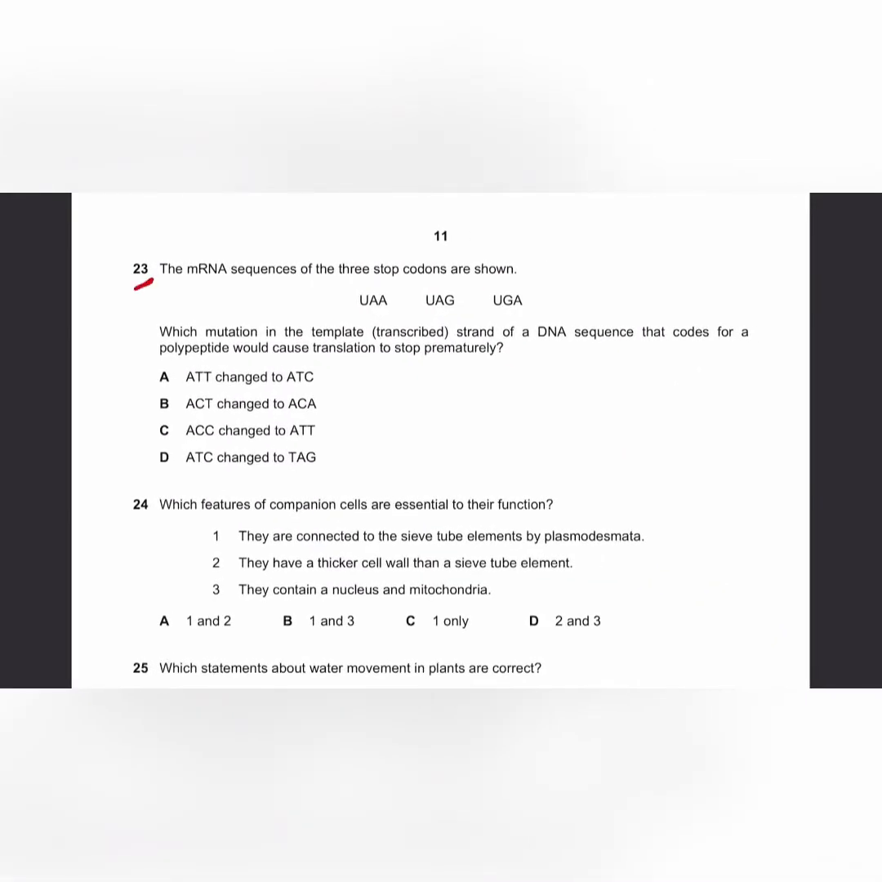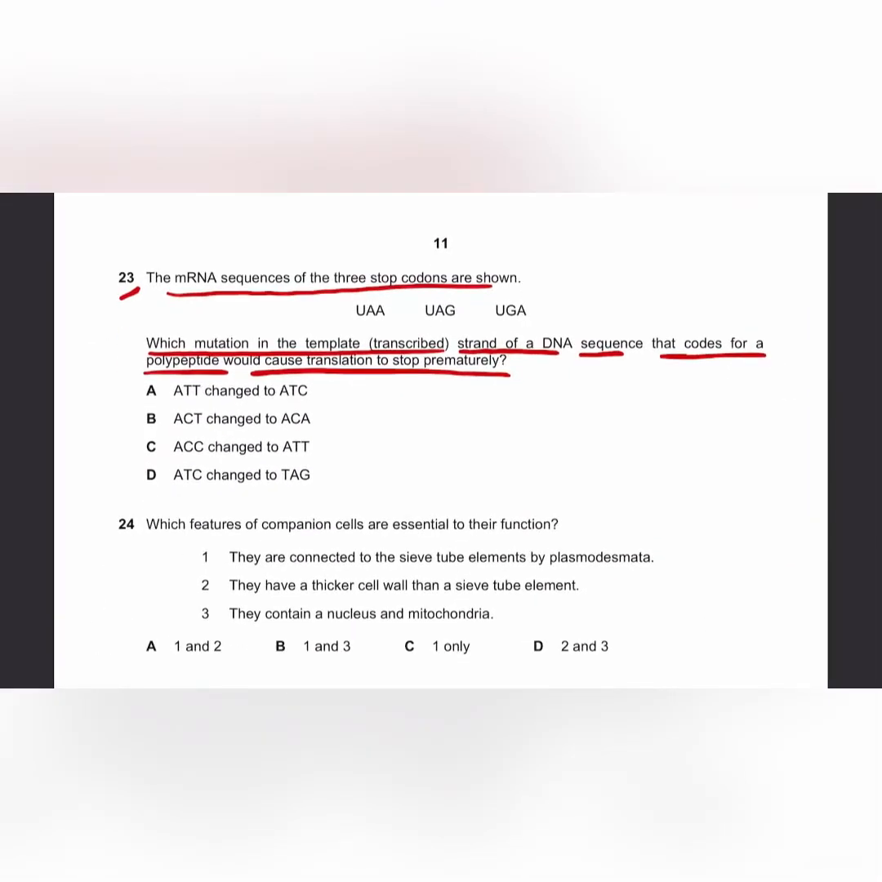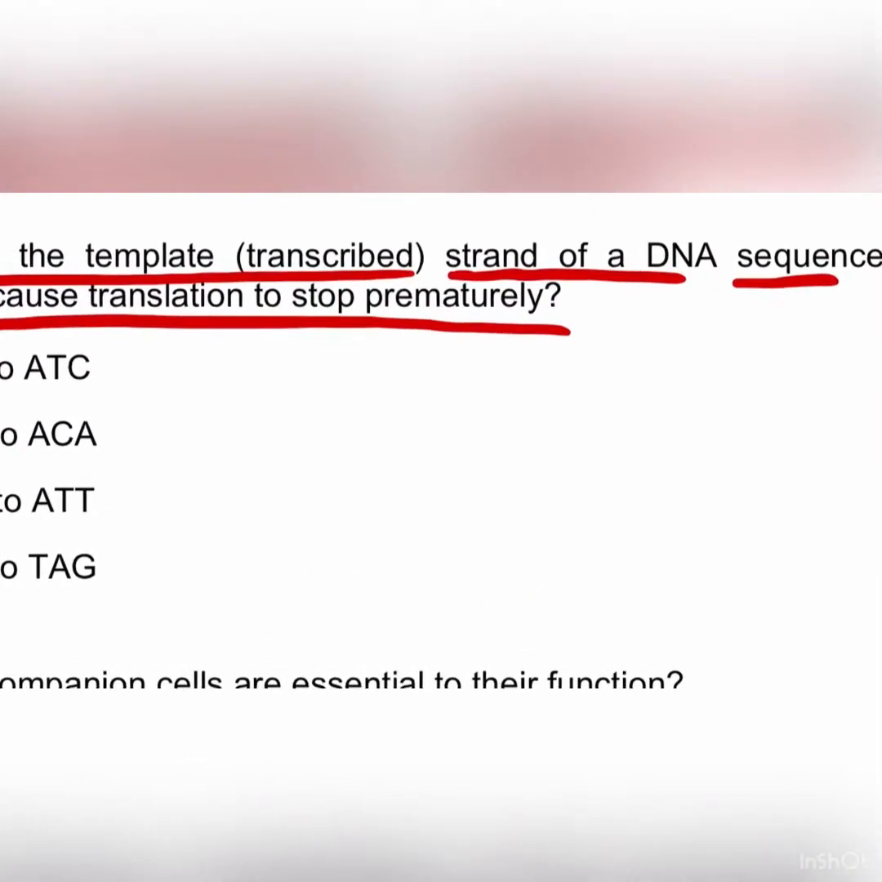Let's discuss MCQ number 23. The messenger RNA sequences of the 3 stop codons are shown. Which mutation in the template or transcribed strand of a DNA sequence that codes for a polypeptide would cause translation to stop prematurely? So in this MCQ, they're asking which mutation in the template or transcribed strand will result in the formation of a stop triplet that would lead to one of these stop codons in the messenger RNA, which would lead to translation stopping prematurely.